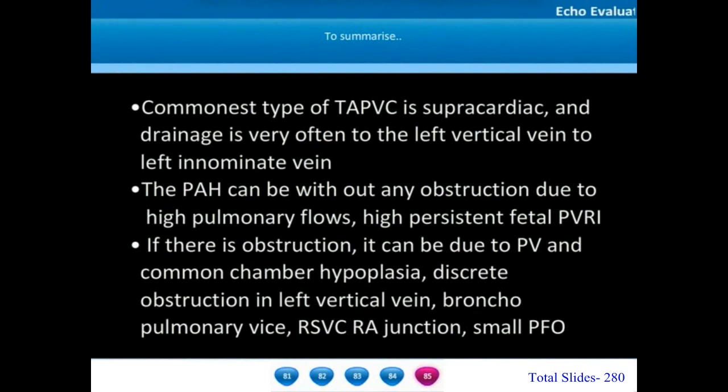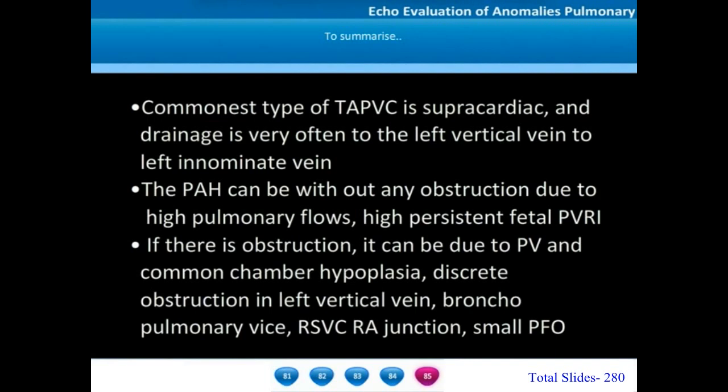To summarize, the common type of TAPVC is supracardiac, and the drainage is often into the left vertical vein and subsequently into the left innominate vein. The pulmonary arterial hypertension may be associated with obstruction in the pulmonary venous pathway, but sometimes even without any obstruction, due to persistence of the fetal pulmonary vascular resistance. If there is an obstruction, it can be due to diffuse pulmonary vein or common chamber hypoplasia, a discrete obstruction in the left vertical vein, a constriction of the left vertical vein due to the bronchopulmonary vessels, obstruction at the right superior vena cava or cavo-atrial junction, or a restrictive patent foramen ovale.